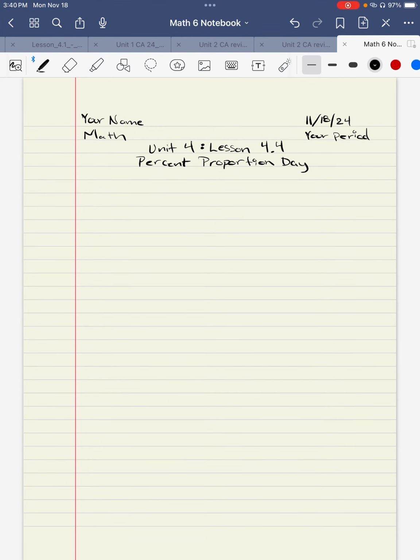All right, real quick. I'm gonna go through a quick little lesson for those of you who missed out yesterday, or today rather. This is our lesson for 11:18. This is lesson 4.4 from Unit 4, and this is the percent proportion. I told you guys last week that we were gonna go over a method that worked really well with percents for those of you who were struggling, and that's this lesson right here. So let's dive into it.